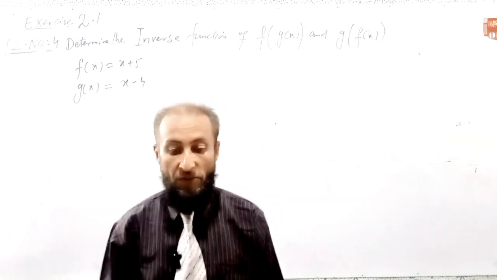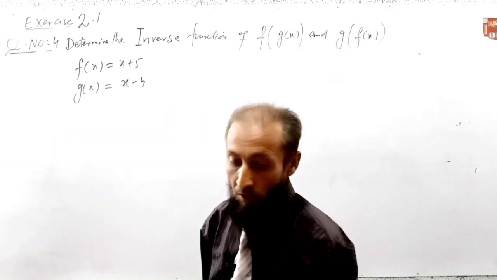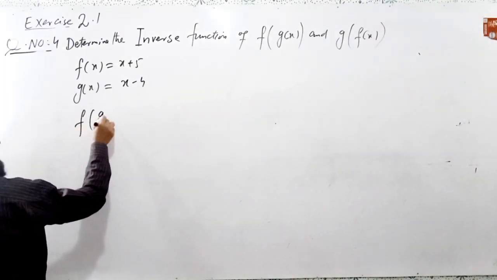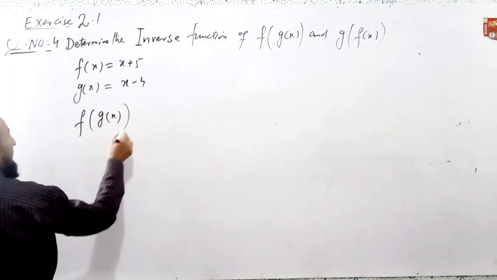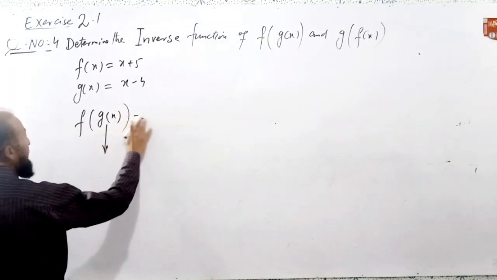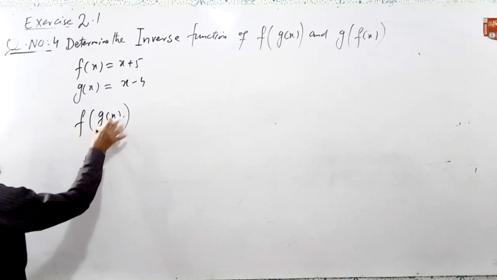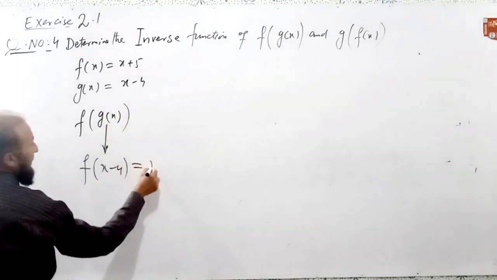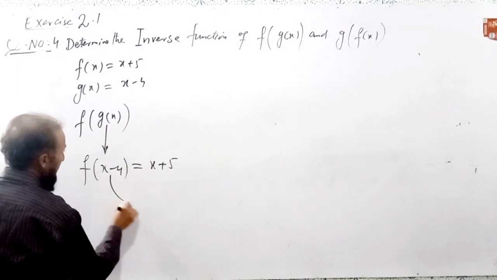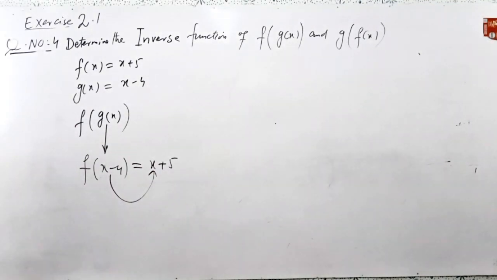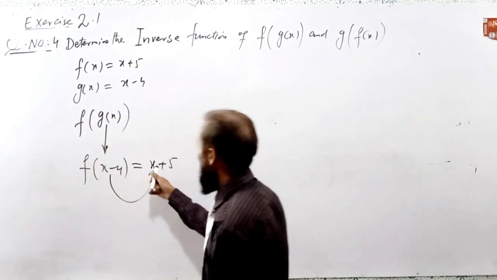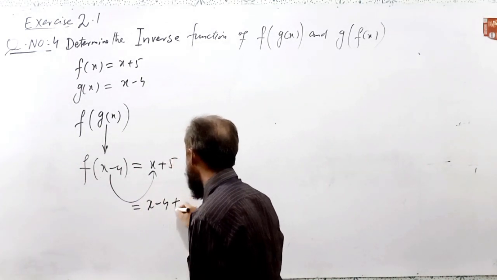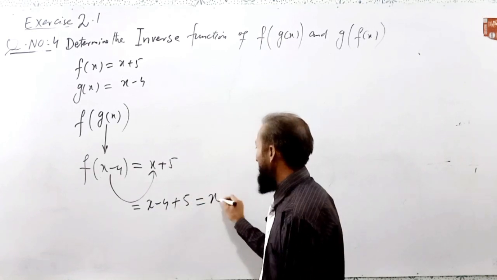Now, first of all, we simplify this one. F is the function of g of x. That means that here we put the value of g of x. F of g of x is given x minus 4. So we replace this one with x plus 5. That means that we replace this value, x minus 4, in the place of x. So we substitute x minus 4 plus 5. So the result is x plus 1.